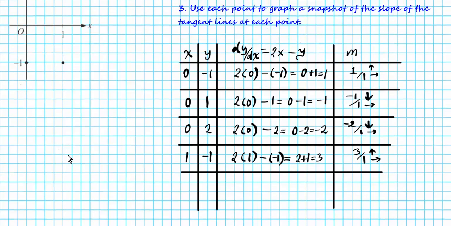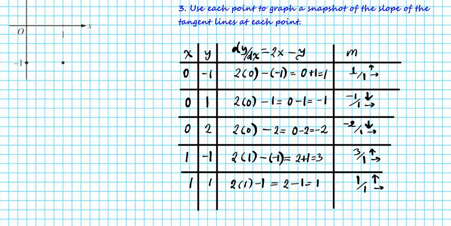Next coordinate is at (1, 1). Let's go ahead and compute that. At (1, 1), we're going to just plug that into the differential equation as we have been doing. So we have 2 times 1 minus 1, which is 2 minus 1. Actually, I'm sorry, 2 minus 1 is 1, so we'll write it in rise over run form. We're going to rise 1 and run 1 here.